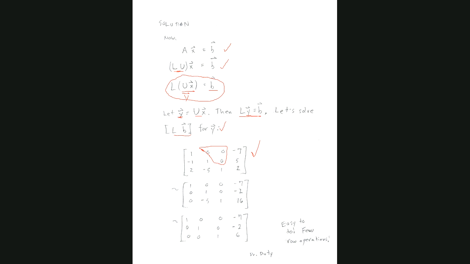Of course, I want to get zeros in this spot where the -1 is in the first column and where the 2 is in the first column. So I'll take 1 times row 1, add it to row 2, and replace row 2 with that result.